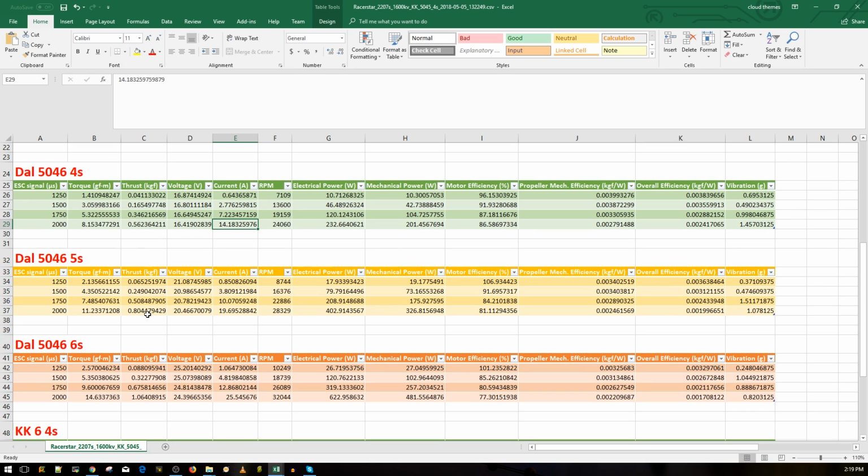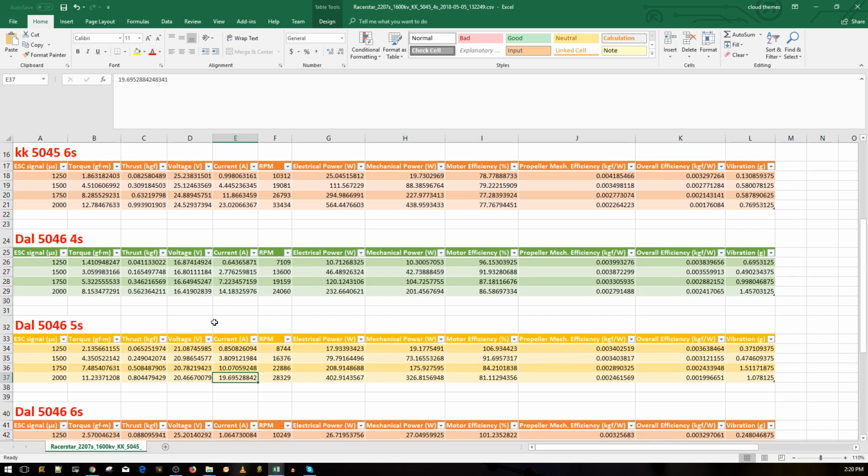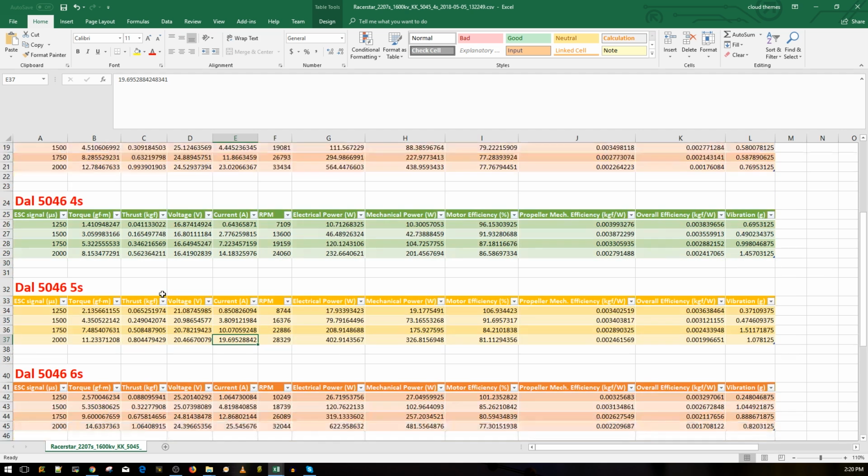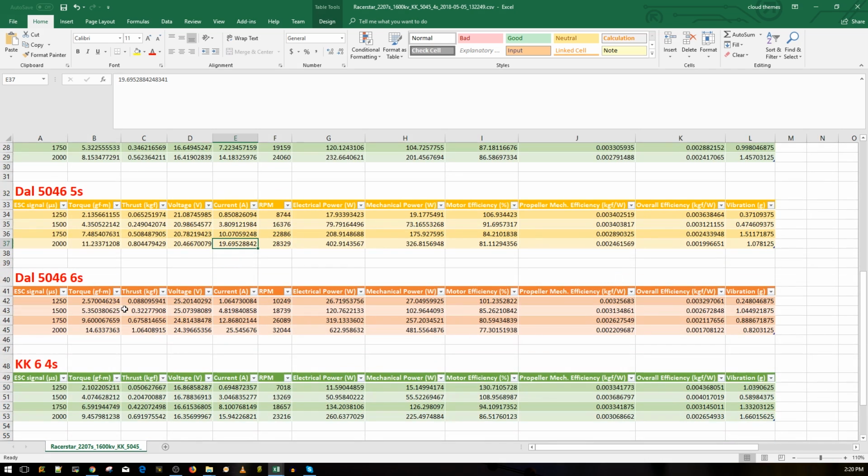If we take a look here on the 5S, we got around 800 grams at close to 20 amps of current. So 800 grams, that's also pretty damn good. I just want to check this back up here. 17 grams, yeah, that is better. Yeah, the DAL seems to fit this motor very well, actually. Very nice in that perspective.